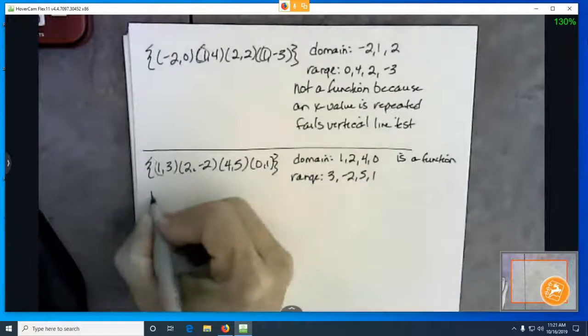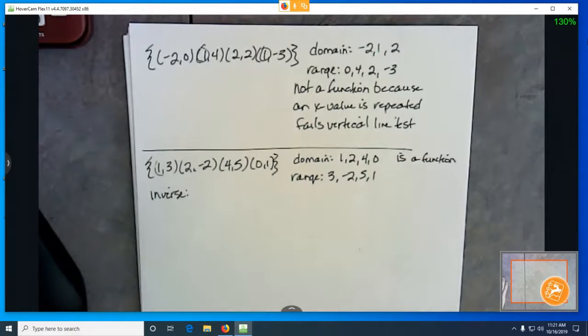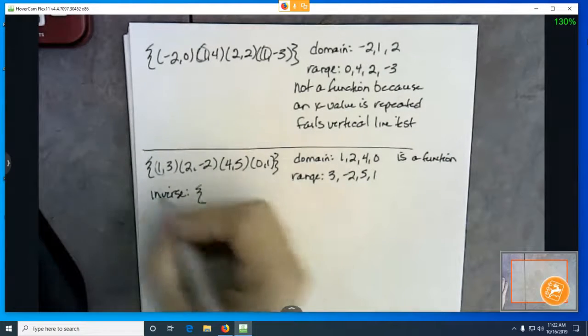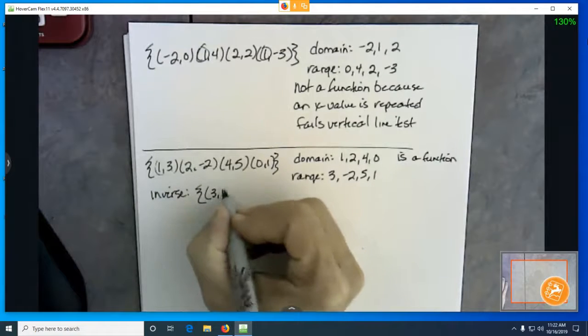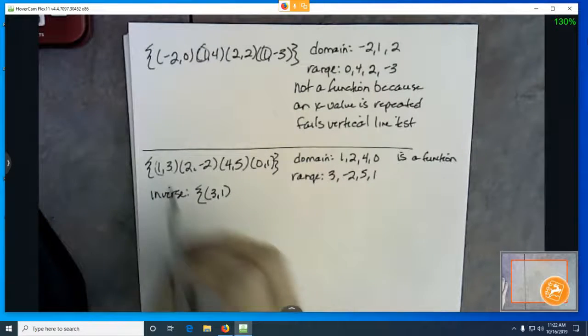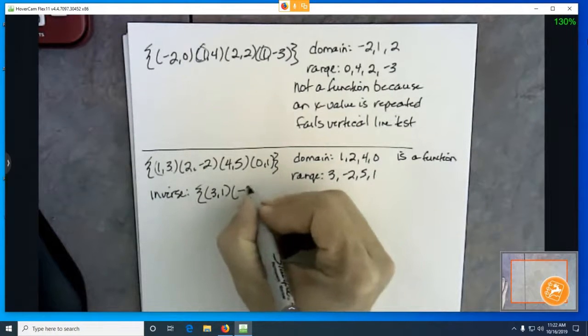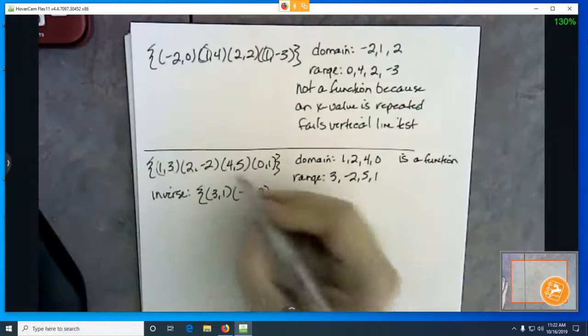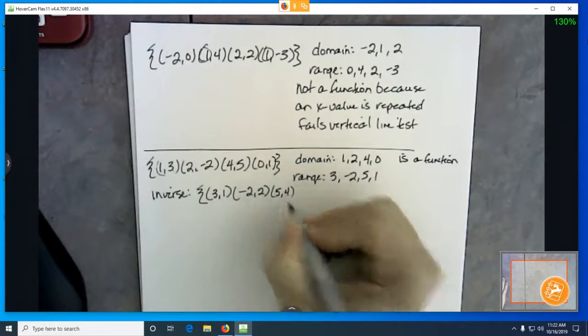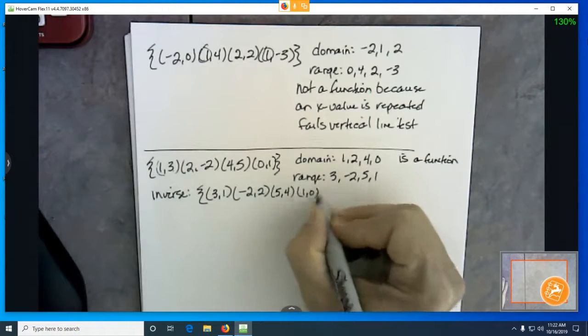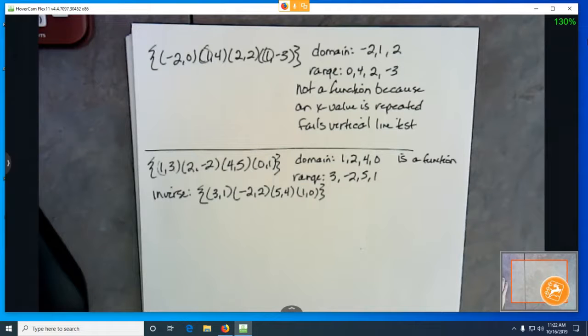So for the inverse of something like this, you can't really do operations since we don't have a function rule or an equation to go off. So all we're going to do is take each point and switch the x and the y values. So 1, 3 is going to become 3, 1. 2, -2 is going to turn into -2, 2. 4, 5 is going to turn into 5, 4. And 0, 1 is going to turn into 1, 0. And we're not doing anything with pluses or minuses. All we're doing is just simply switching the x and the y coordinates.